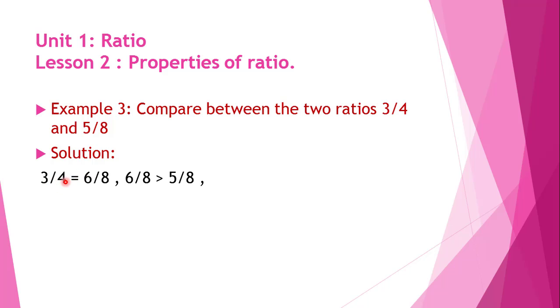3 times 2 is 6, 4 times 2 is 8. So 3 over 4 means 6 over 8. Then 6 over 8, of course, is greater than 5 over 8. So 3 over 4, which is 6 over 8, is greater than 5 over 8.